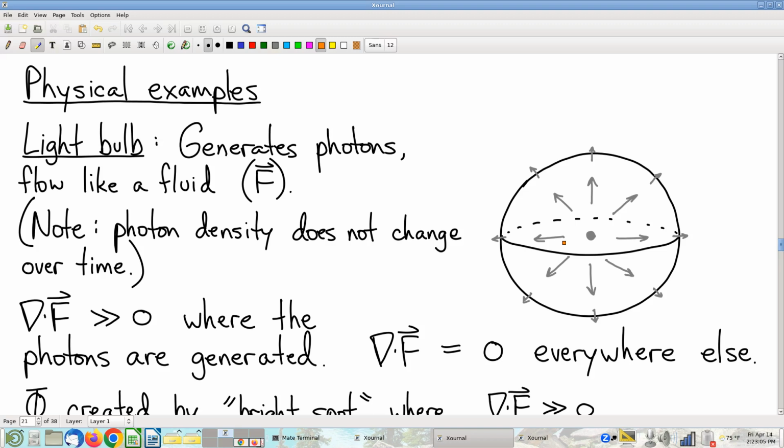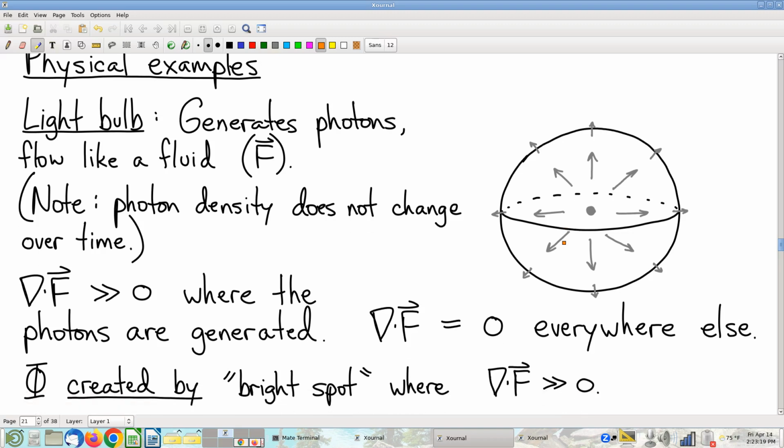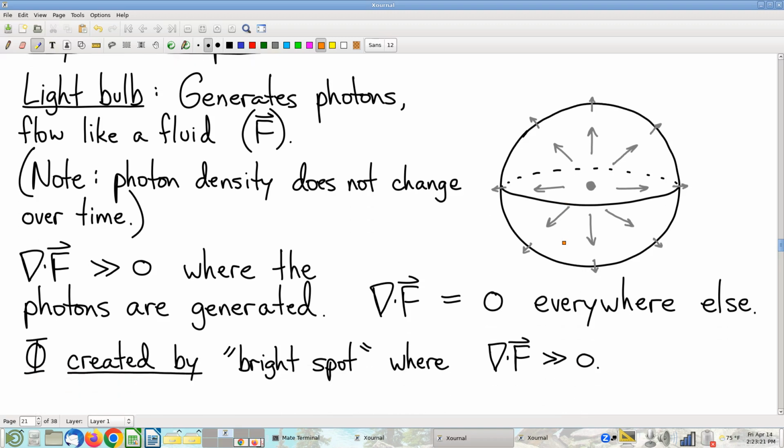There's so much in this physical world that we live in and that engineers work with that is very well modeled by the divergence theorem. So here are a couple of examples. I think these are particularly nice. I'm going to start with the light bulb example.